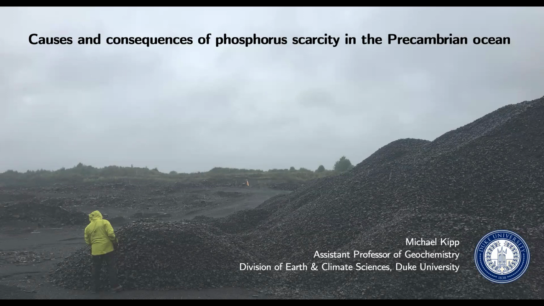So I'll keep us going on phosphorus. I'm going to take us further back in time and zoom out a little for a broader view of, as I've written here, the causes and consequences of kind of the opposite of what Chenyi was talking about, the scarcity of phosphorus in the global ocean. And here I'm saying in the Precambrian, but I'll mostly focus exclusively on the Archean. So prior to the Great Oxidation Event, in the very low oxygen world, what could have caused low phosphorus and what would be the implications of that?